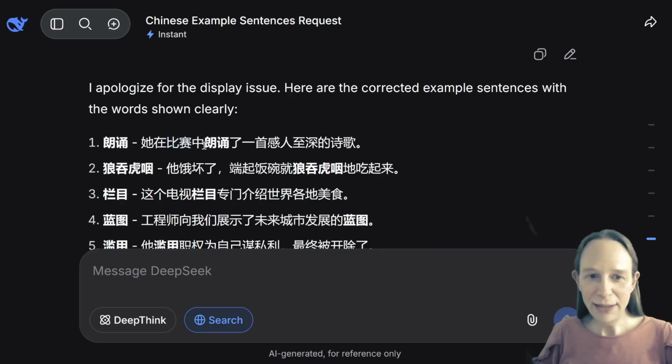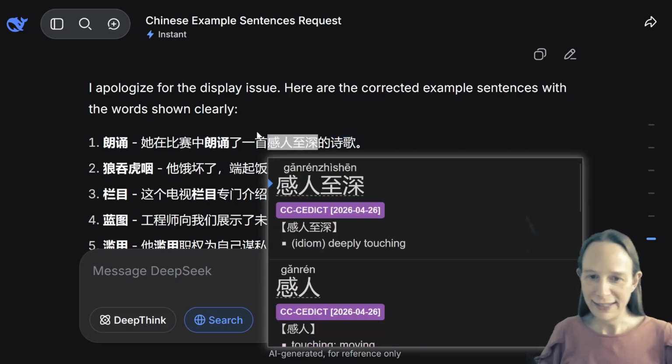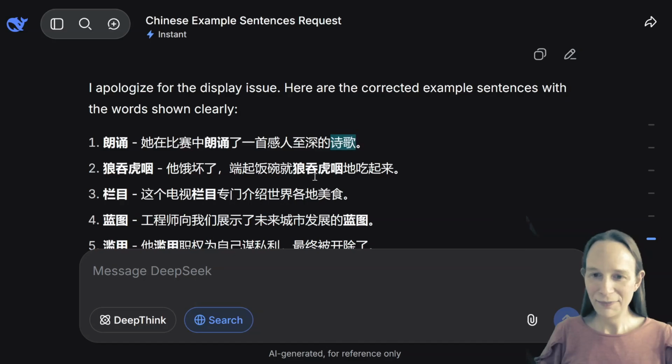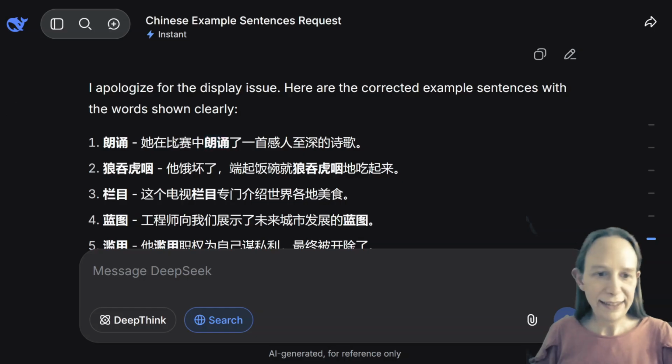他在比赛中朗诵了一首感人至深的诗歌. What is this? 感人至深. All right. Deeply touching. So reciting or chanting 诗歌, poems. All right. I like a nice poem. Yeah, I think that's it.